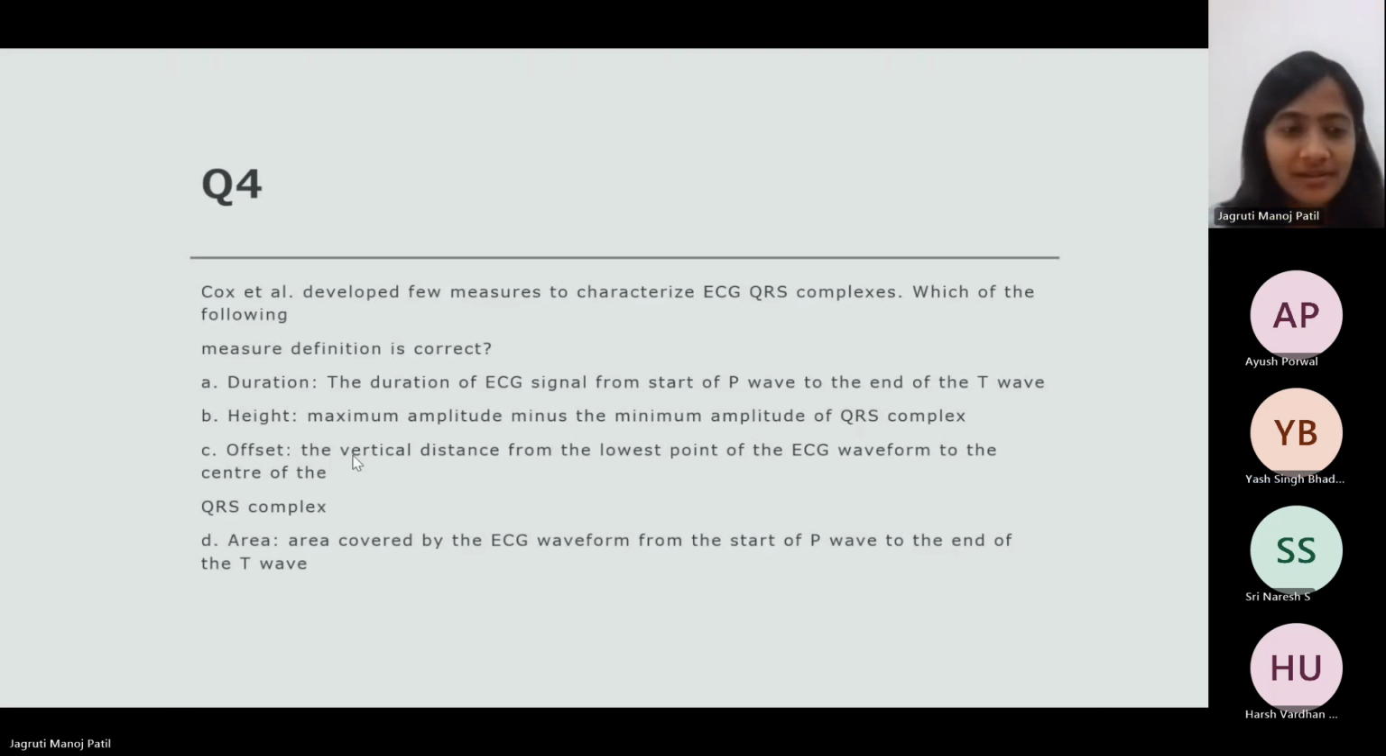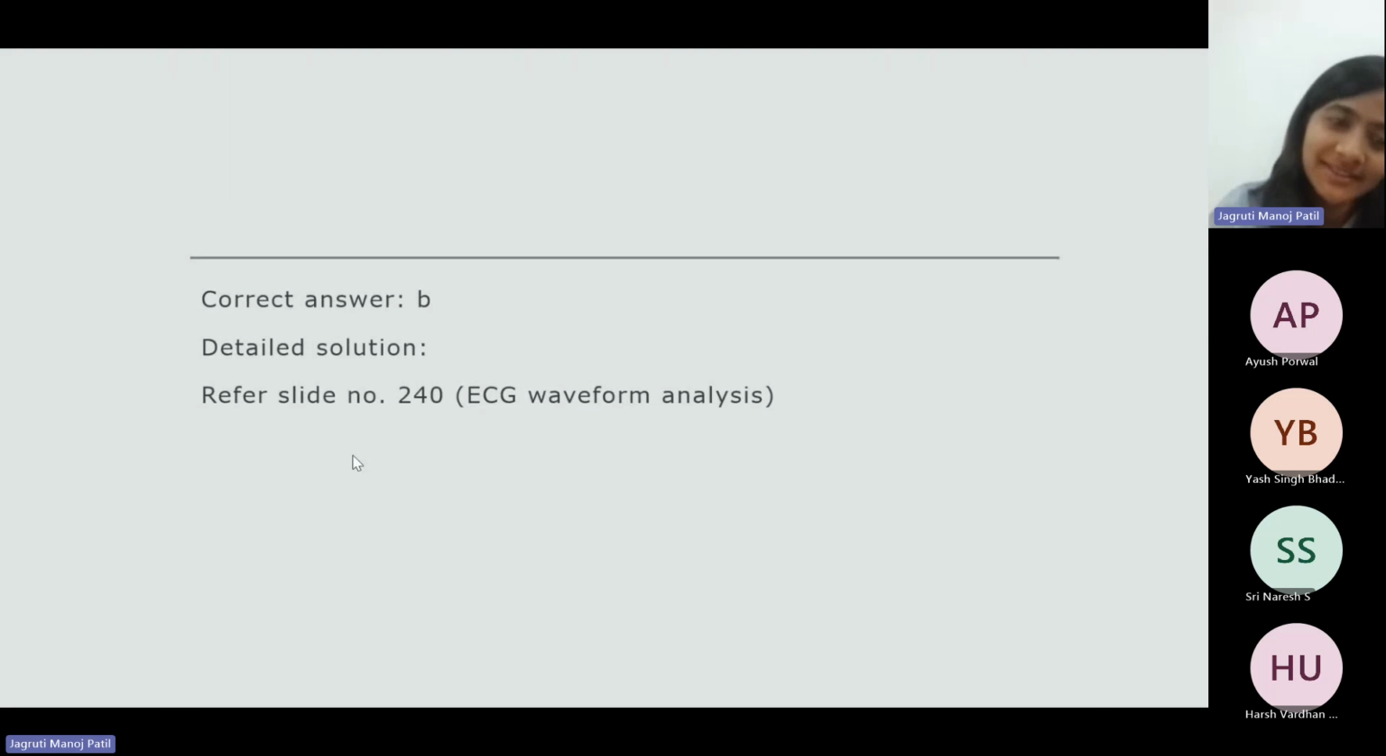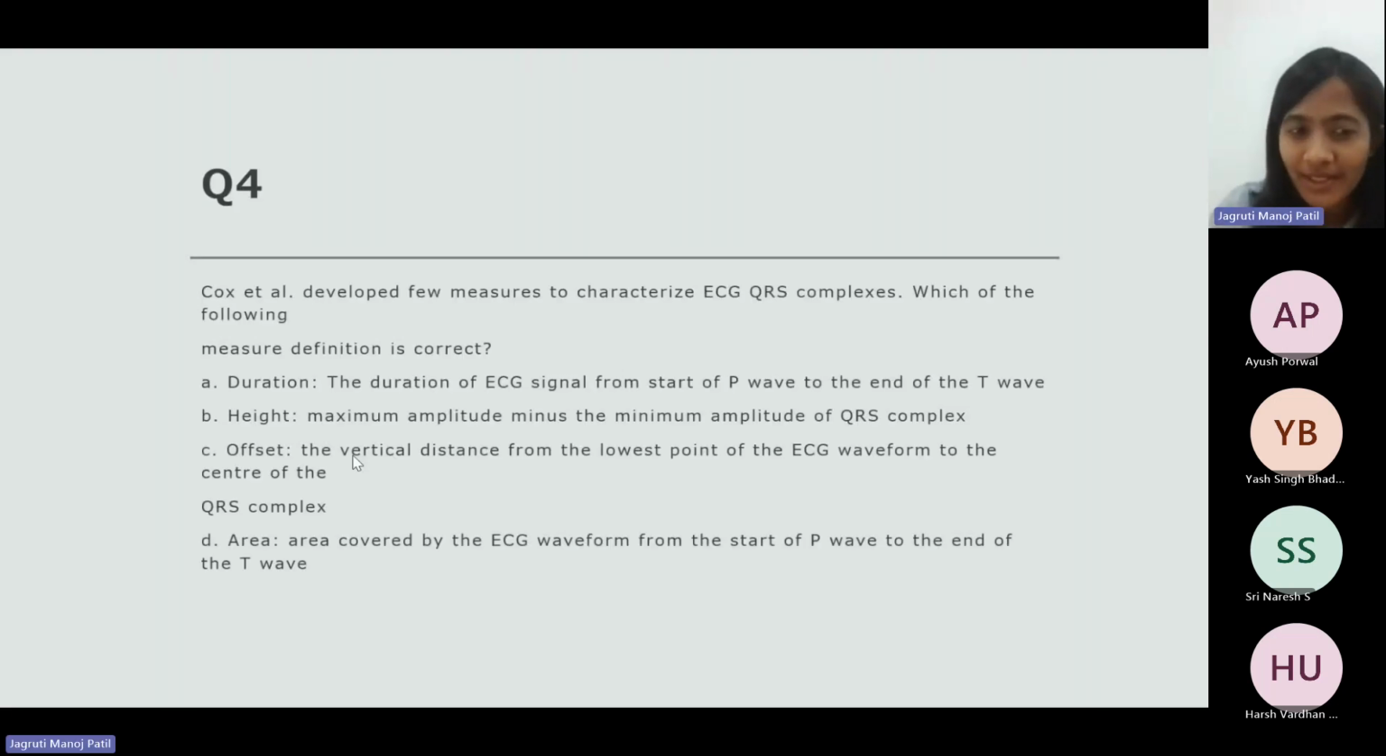C. This is Yash, I guess. Okay, we'll see. Offset is the vertical distance from the lowest point of this to the center of the QRS complex. So, why do you think it's to the center of the QRS complex? And it was the vertical distance from the highest as well as the lowest point, not only the lowest point. So here they said that the answer is B. C can also be the answer. B is like maximum amplitude minus the minimum. Okay, so most correct is B.